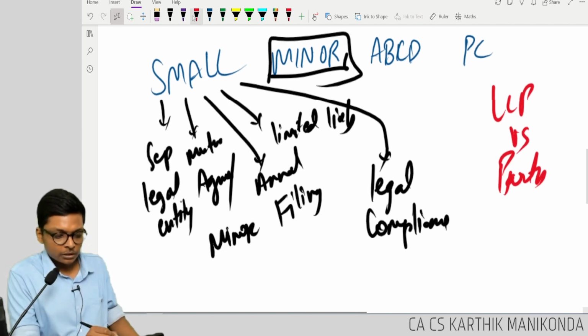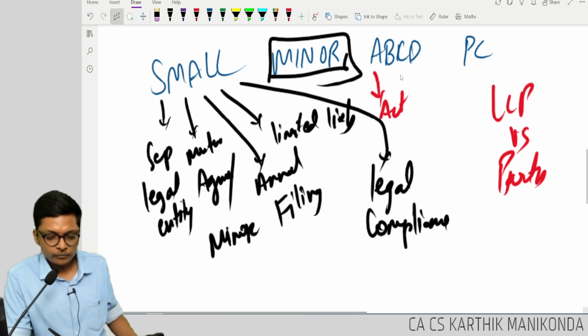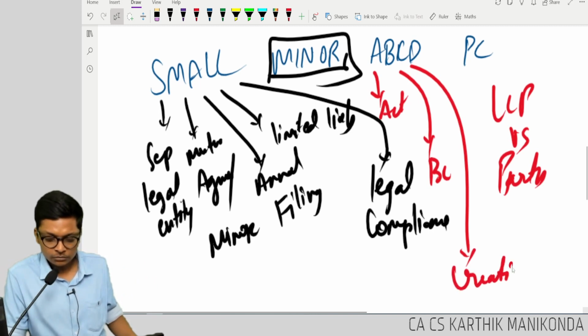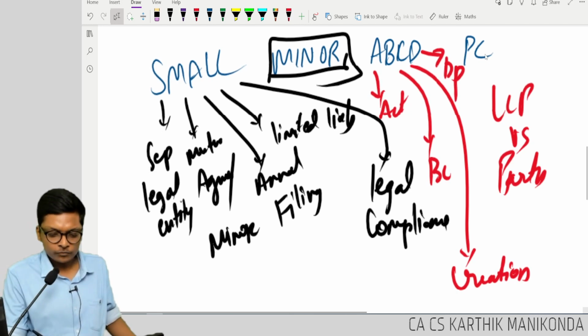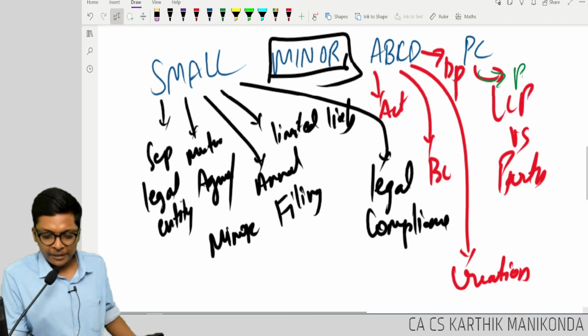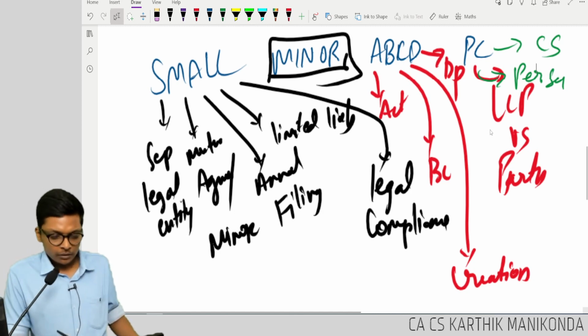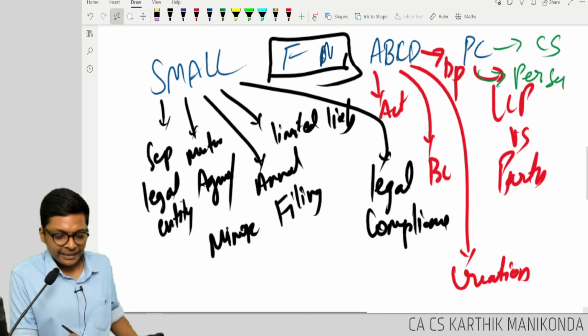Then next point, just tell the book points. Next, act, body corporate, creation, designated partner. Next we have perpetual succession, CS, common seal. Next, foreign partnership, NR.